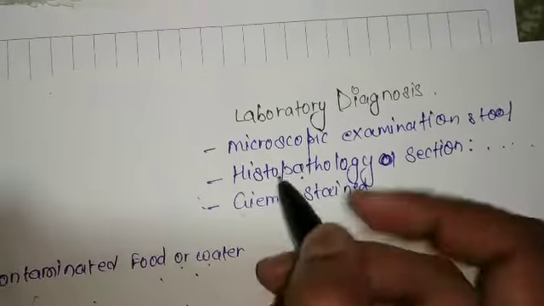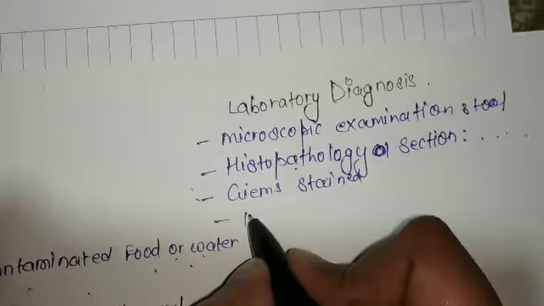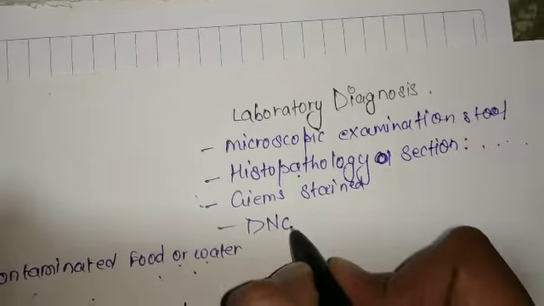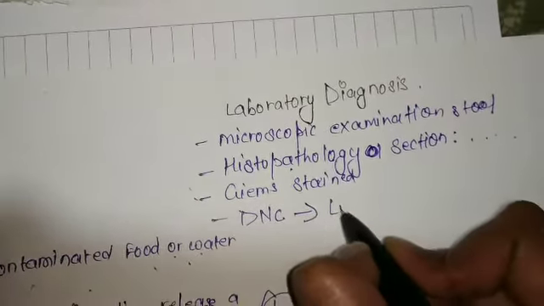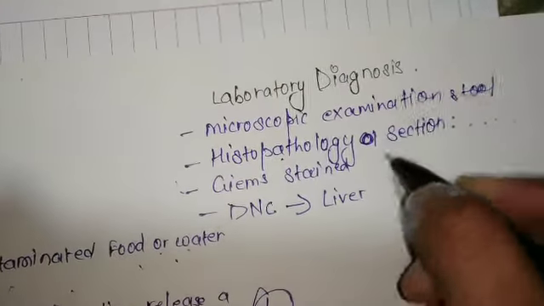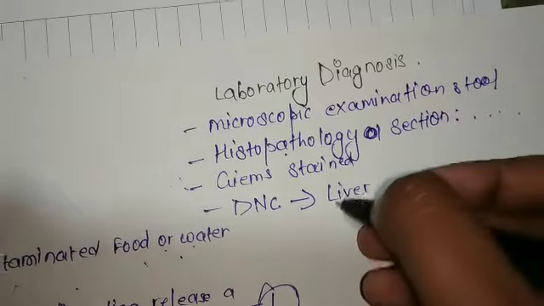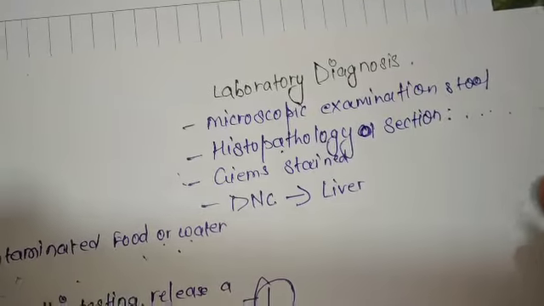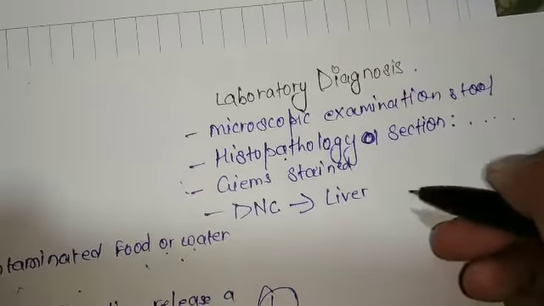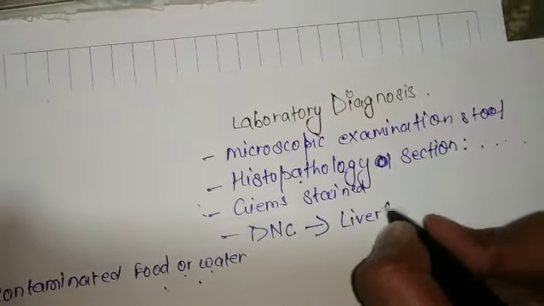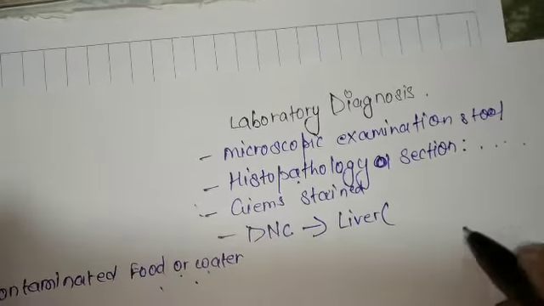or one of the methods is the DNC. They can use it to check the liver abscesses when these trophozoites invade the large intestine and infect the bloodstream, causing necrotic abscesses, particularly in the liver. So with the help of a DNC they can check.